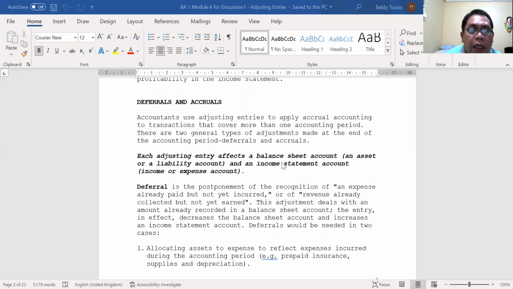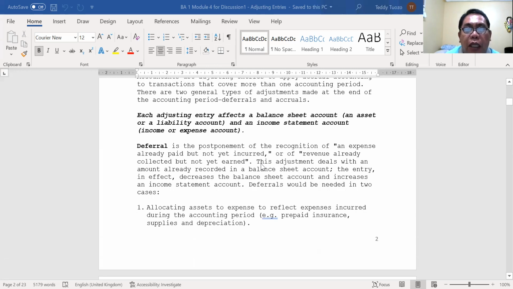Deferral is the postponement of the recognition of an expense already paid but not yet incurred, or of revenue already collected but not yet earned. This adjustment deals with an amount already recorded in the balance sheet account. The entry, in effect, decreases the balance sheet account and increases the income statement account. So deferrals would be needed in two cases.